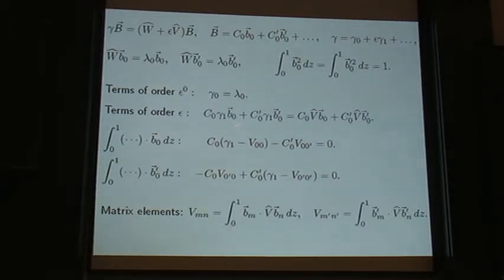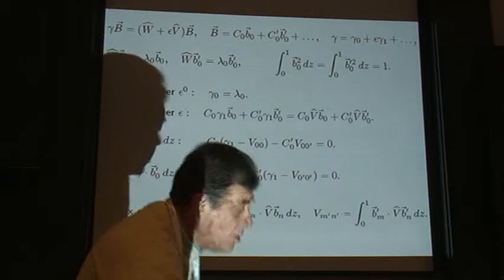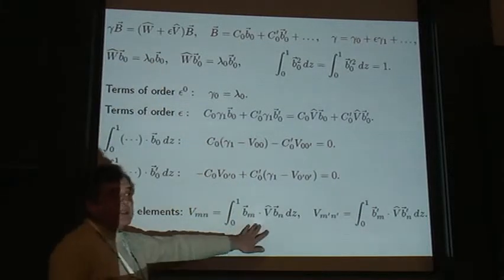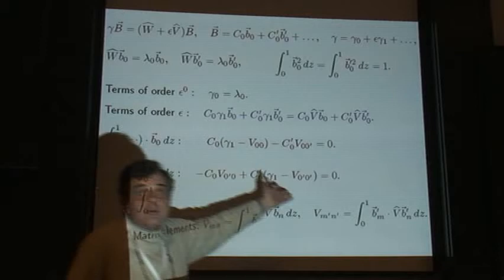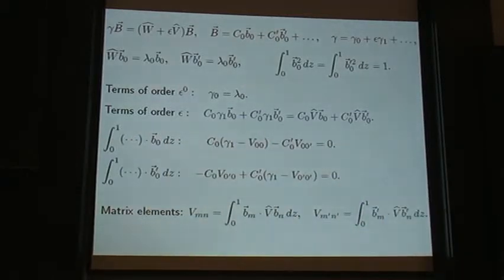Then, this equation we have obtained, this one, where V naught naught denotes this integral involving B naught, V and B naught. V naught naught dash is a similar integral involving B naught, V, and B naught dash. So these are what is called the matrix elements of the perturbation operator. Just two integrals, which we shall calculate in a moment.